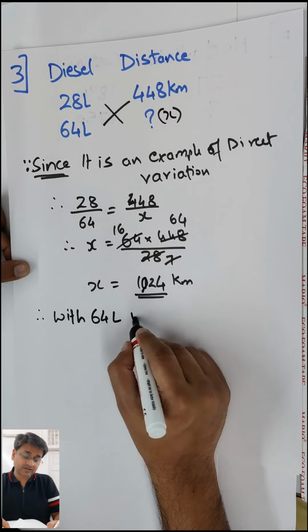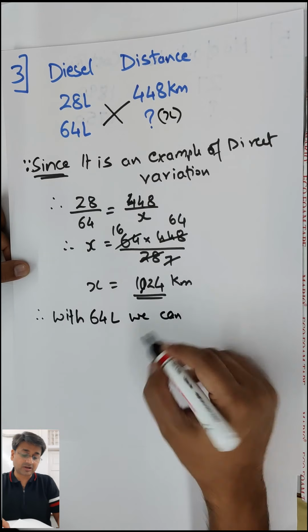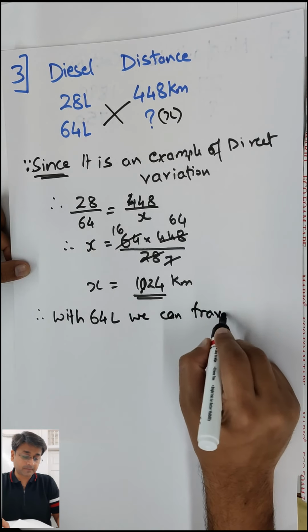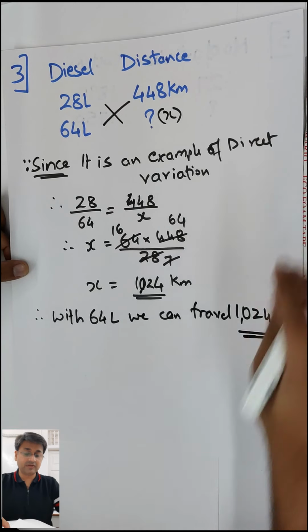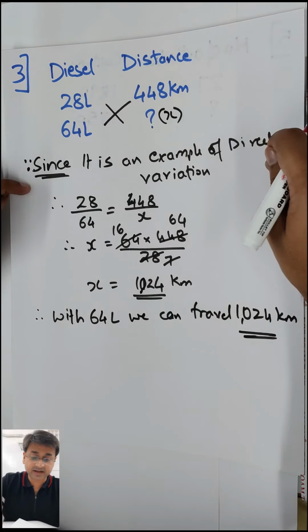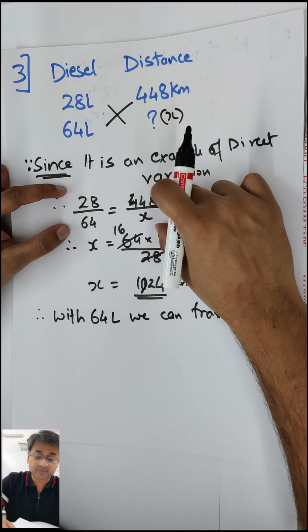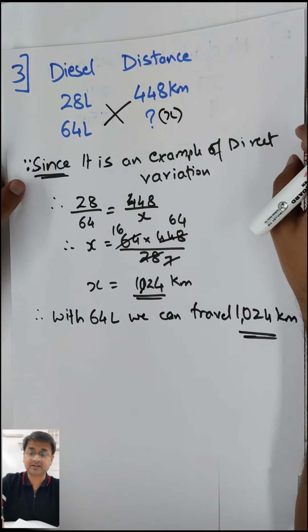So you'll say therefore with 64 liters the car can travel 1024 kilometers. Easy. So first you say that it is direct, then write these quantities in the table form, cross multiply and get the answer.